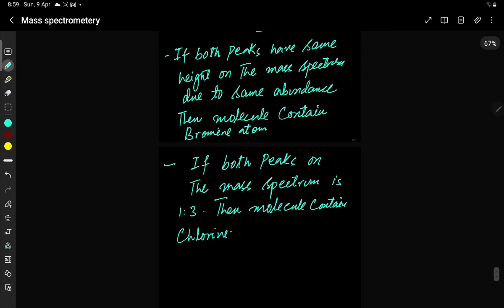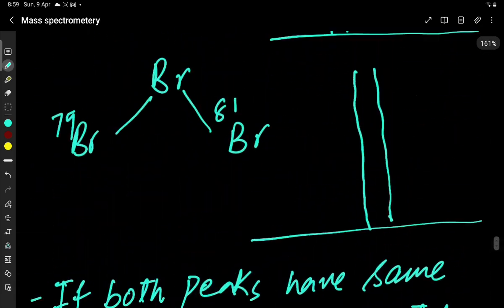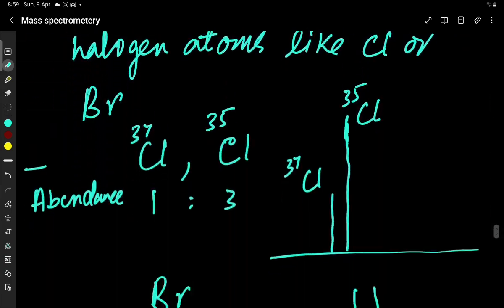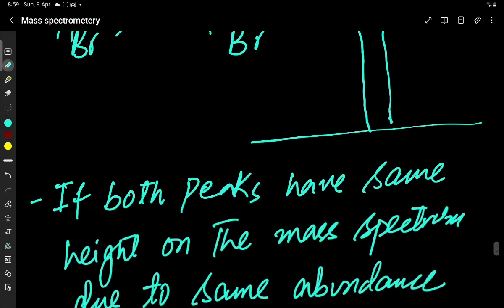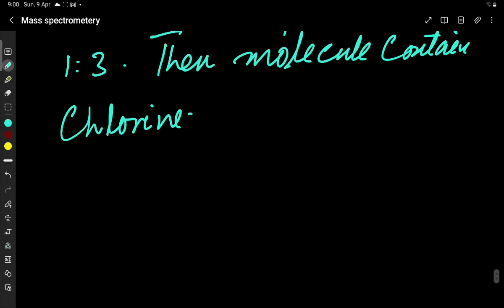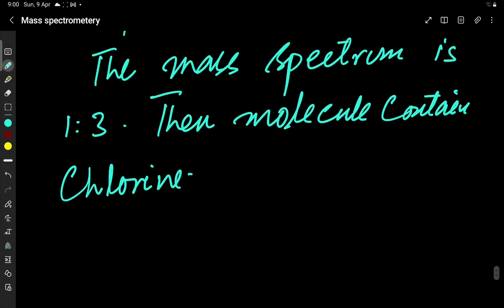So this is the summary of the experimental details and different information about mass spectroscopy. In the next video I will discuss the exam questions, past paper questions, inshallah.